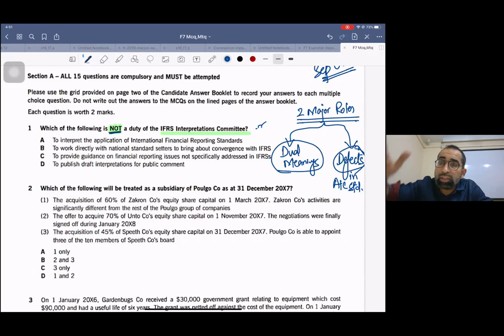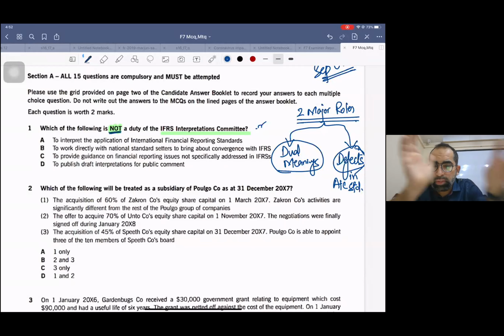But if there is a very big defect in the accounting standard, meaning the whole concept of the standard is wrong, then with respect to time, the standards board issues a new accounting standard, like they launched IFRS 16. They simply made IAS 17 outdated and launched IFRS 16, and IFRS 15. You know the whole story. That's a separate thing. These are the two major roles.